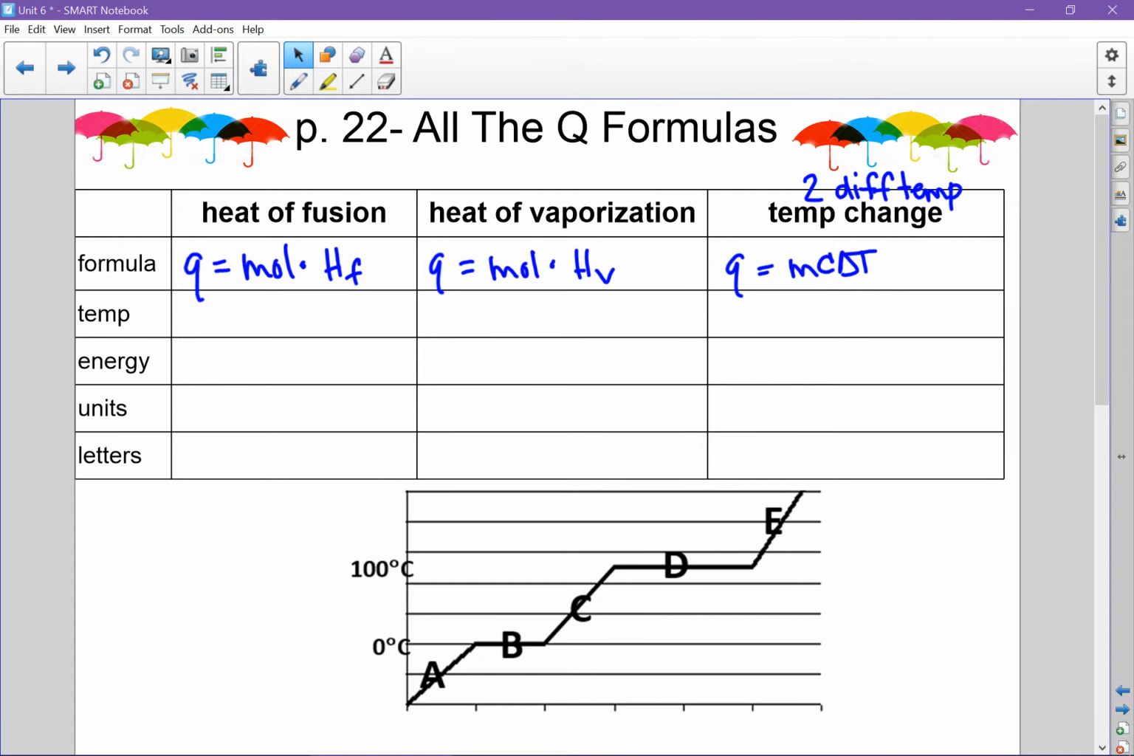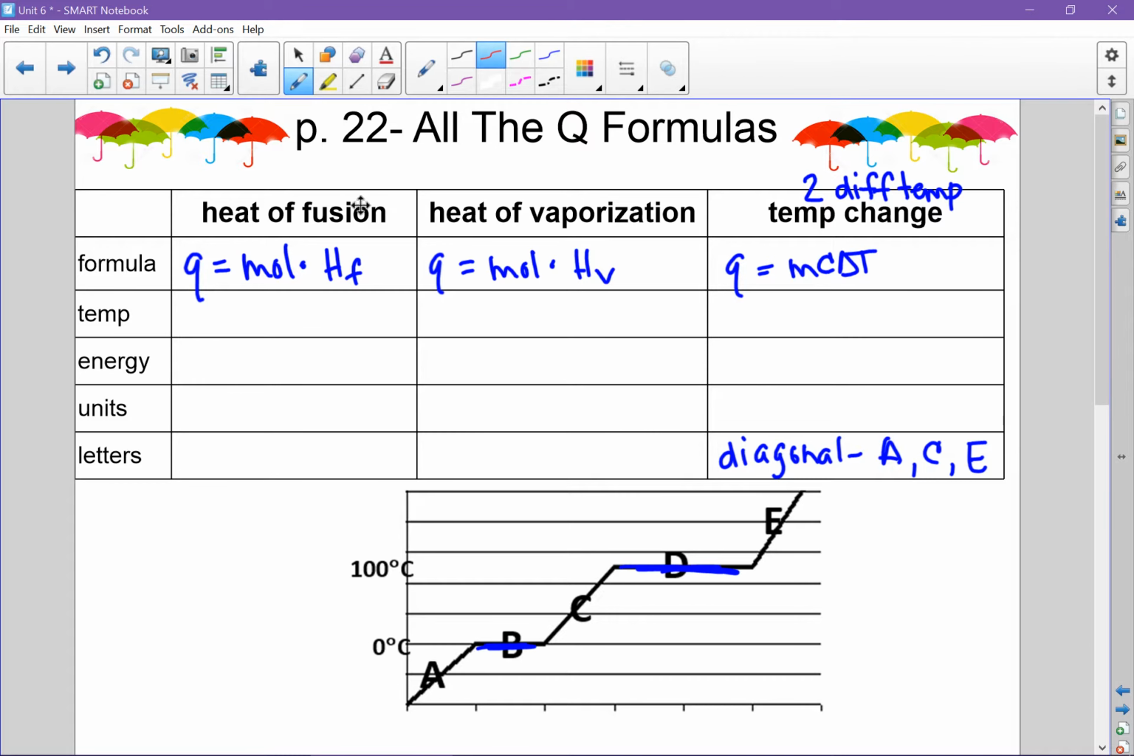So let's do the letters next. The temperature changes always happen on the diagonal lines. So I can use Q equals MCAT on any diagonal lines. So that happens at letter A, letter C, and letter E. Okay? Now, if I have to think about the flat lines, that's where I could possibly use the other formula. So I have to figure out where do I use this and this.